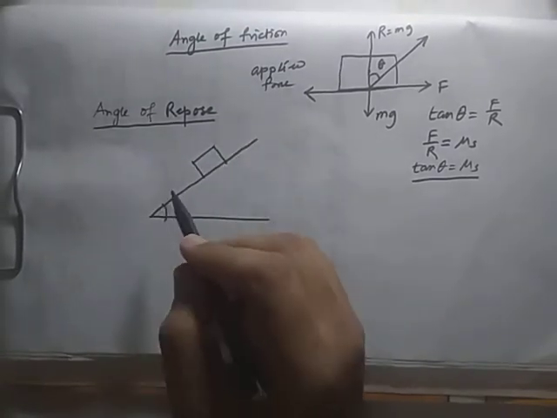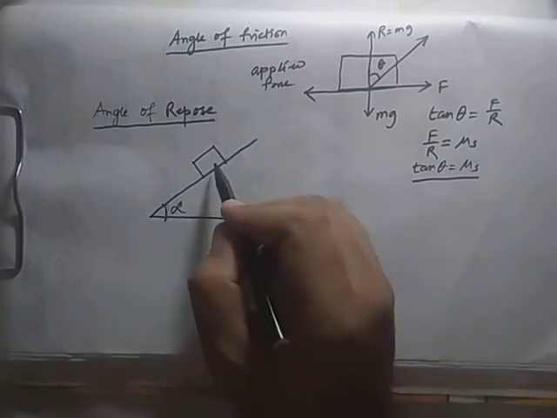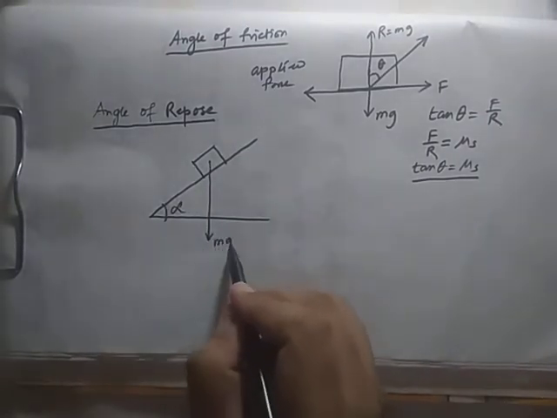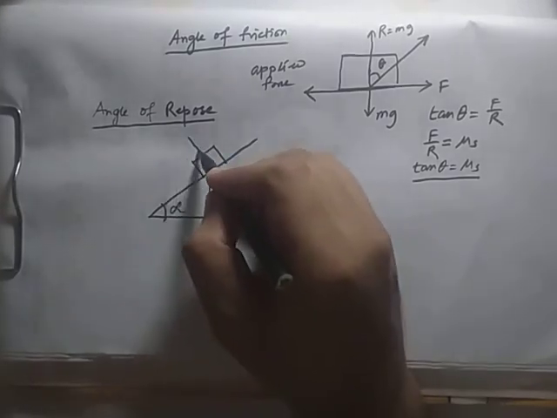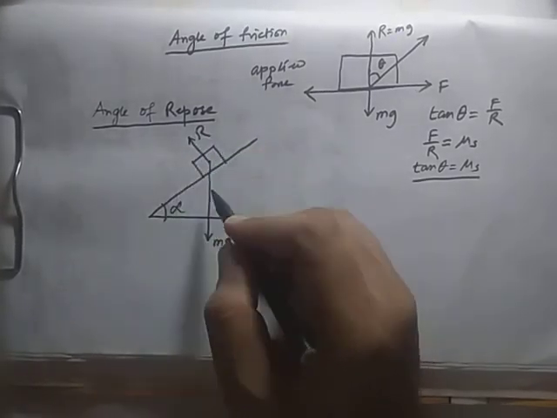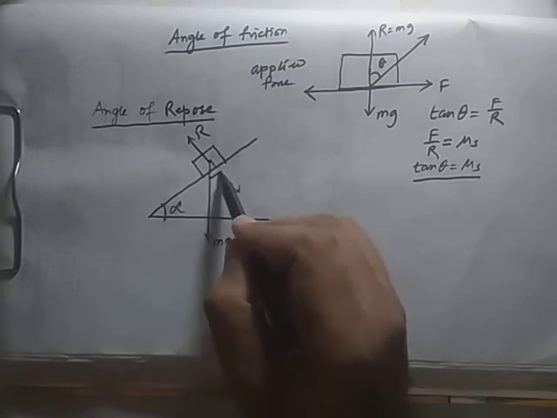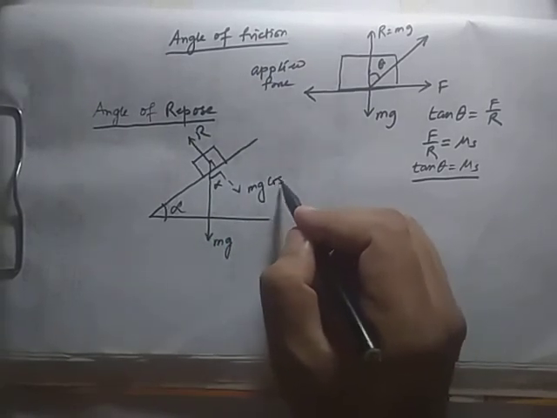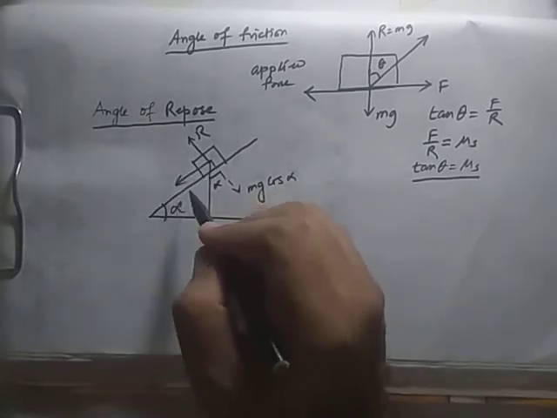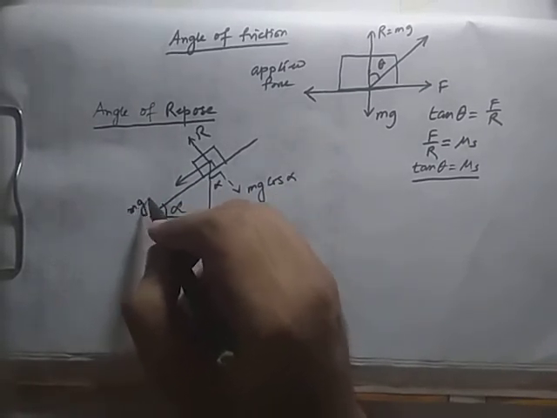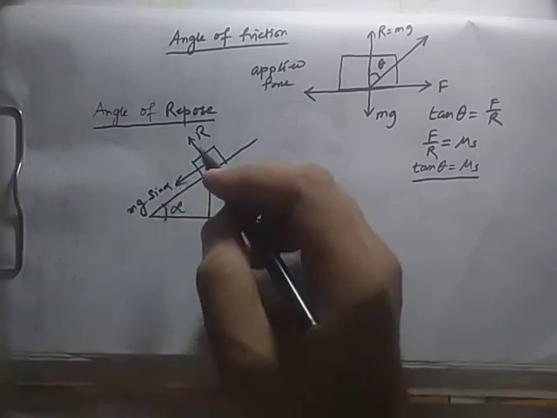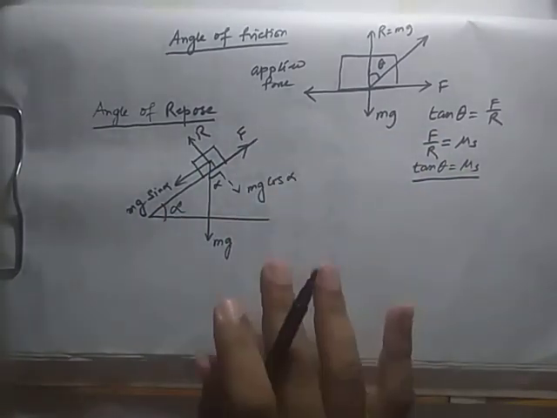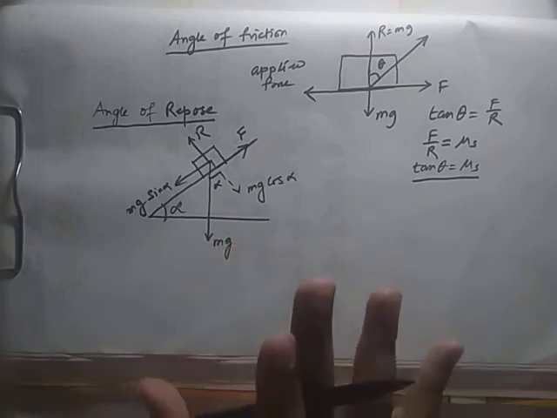So first you have to resolve this one. So this is alpha, and the mass of the object will exactly work in the downward direction. So that is mg. Reaction force will work in the upward direction, that is R, and in this case this will be counterbalanced because this is also alpha. So mg cos alpha, and this one is mg sin alpha, and friction force is obviously working in this direction here.